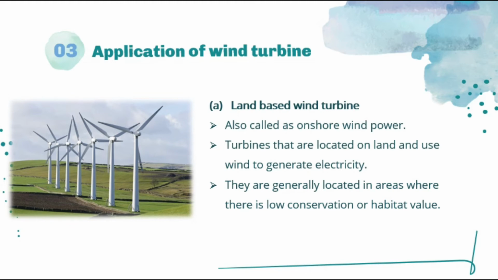First, land-based wind turbines. These are turbines that are located on the land and use wind to generate electricity. They are generally located in areas where there is low conservation or habitat value.